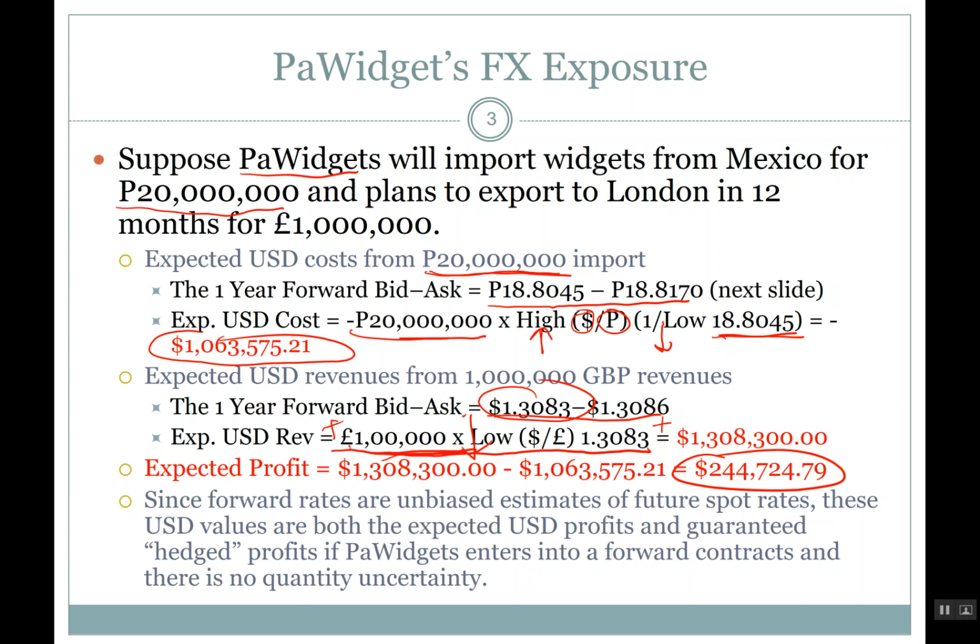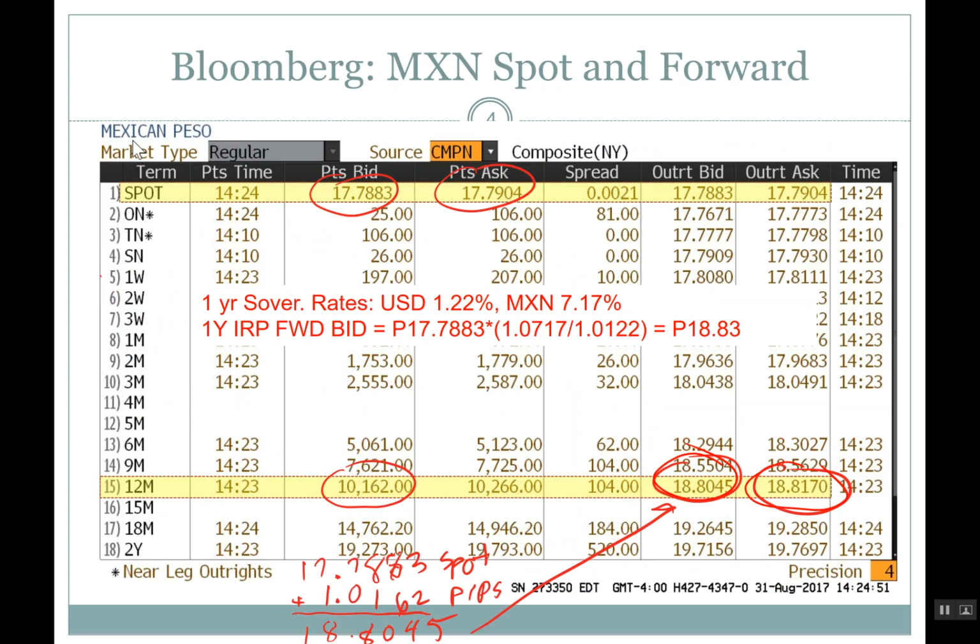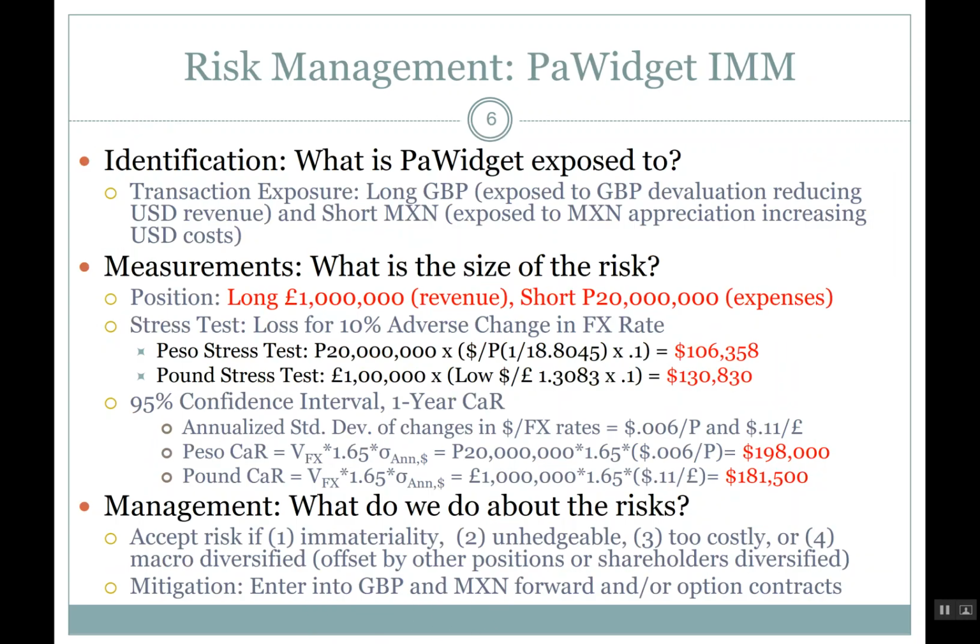All right, here's where it gets nasty. Not yet. A couple more slides. So let's do IMM on PA Widget. Let's identify their exposure, measure their exposure, and then design a mitigation strategy with either forwards or options.